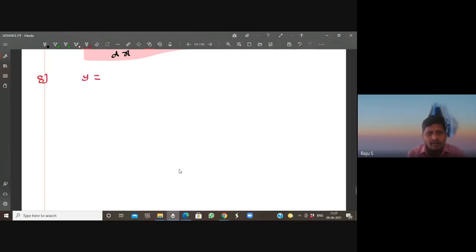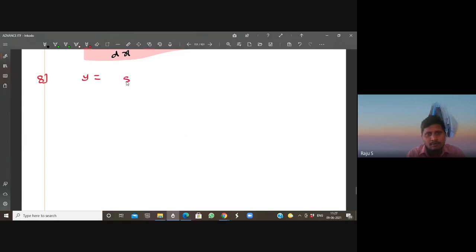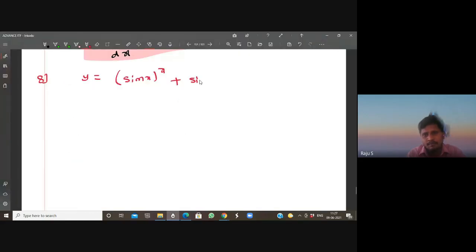Again, y is equal to (sin x) power x plus sin inverse root x. So here it is function power function, so we can apply the logarithmic method. But for sin inverse root x, is it function power function or function by function? No. Any function power function up to an infinite series? No. So for the second case we cannot apply it. Anyhow, this is equation 1.